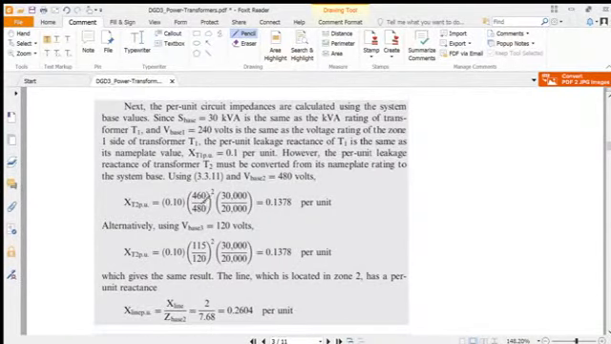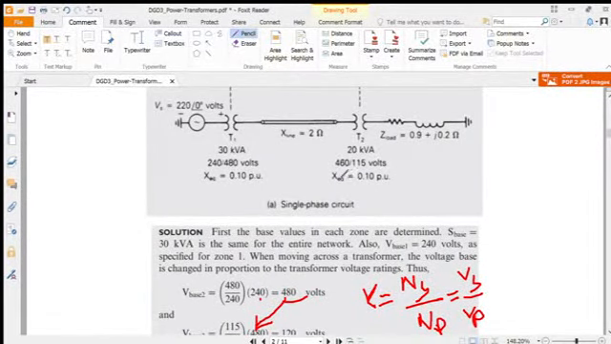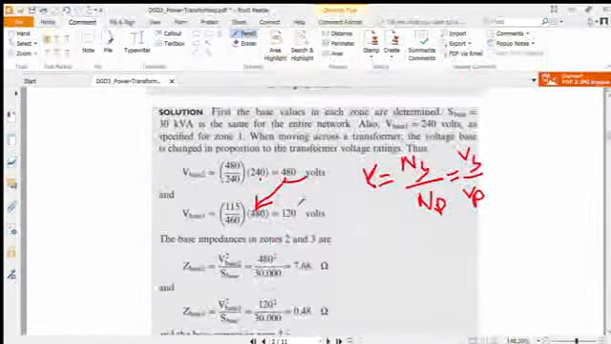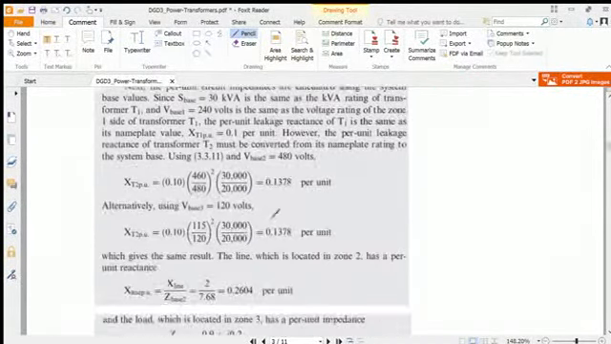If we use zone 2, what is the base voltage in zone 2? The base voltage in zone 2 is 480, so we put 480 here. So we got the same result over here.